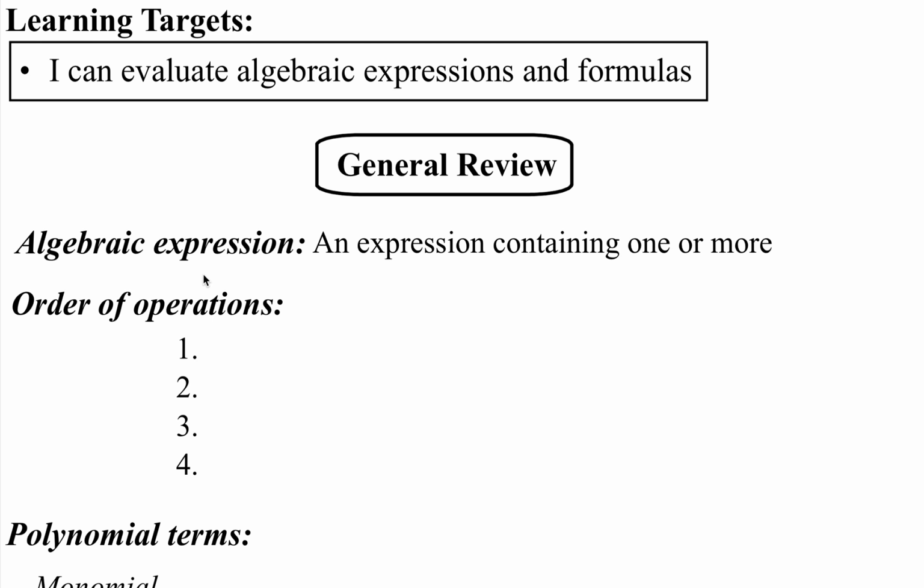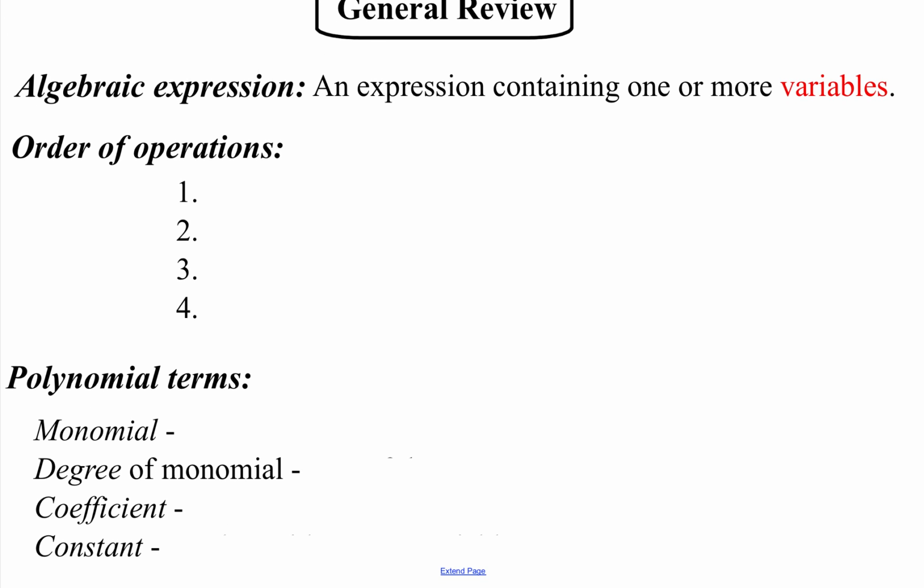Most of this should be review for you, so I just want to be very thorough. First of all, we want to define what is an algebraic expression. An algebraic expression is an expression that contains one or more variables. Variables are things that we don't know what their value is, and so they vary, and so we call them a variable.